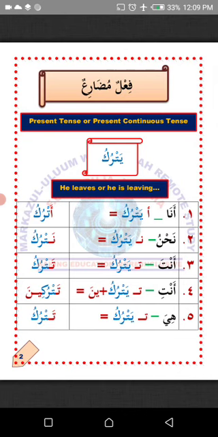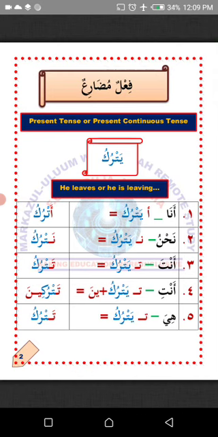فعل مضارع present continuous tense. A فعل مضارع. This is a form of verb in Arabic that one can use to talk about something happening at the moment or something that we do on daily basis, like going to work, going to school, or going to mosque. As I am teaching now, the only form of verb in Arabic that I can use to talk about what I am doing now is called فعل مضارع.